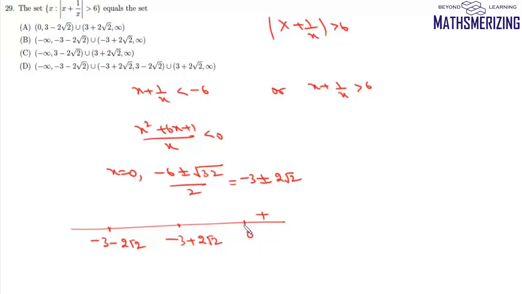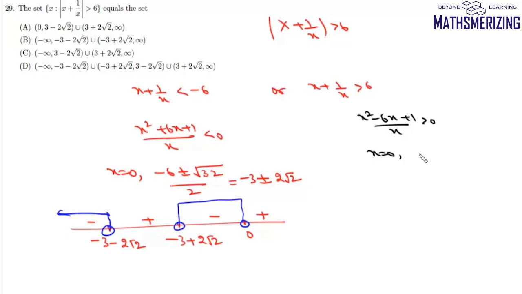Now rightmost it is plus. So plus, minus, plus and minus, we need minus. So it is either less than minus 3 minus 2 root 2 or it is between minus 3 plus 2 root 2 and 0. Now we'll solve this second case. Now for this second case, we'll get x square minus 6x plus 1 upon x, and it is greater than 0.